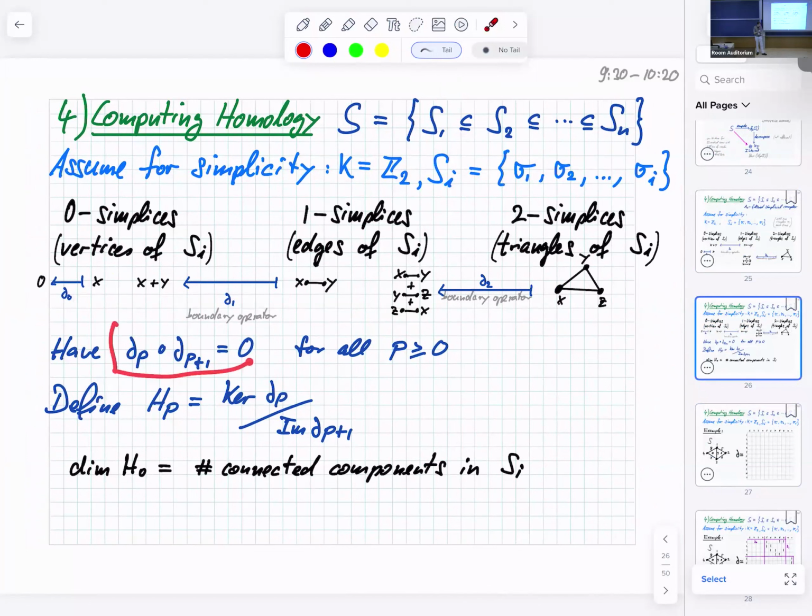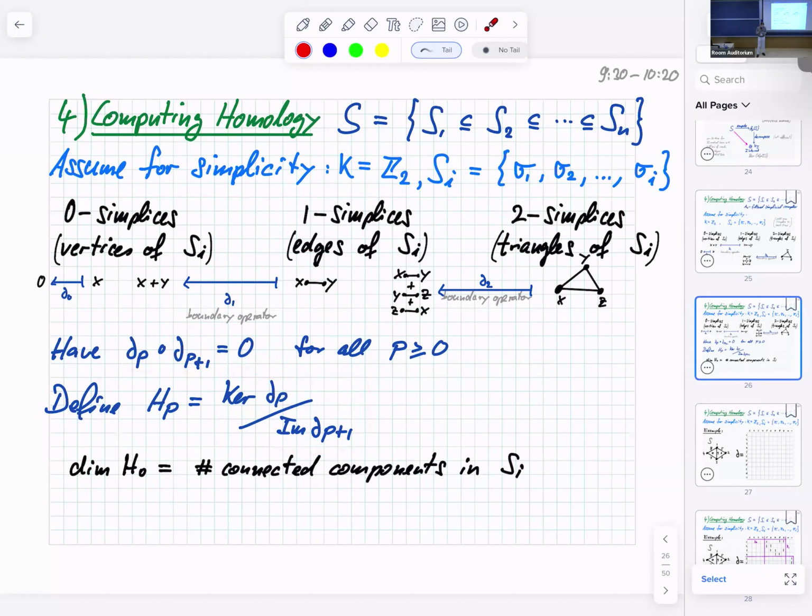What I really want is that I get a complex. What I really want is that delta square is 0. That's the important property of that construction. Because when I apply this boundary operator twice, delta square is 0, meaning the image of delta p plus 1 is contained in the kernel of delta p, then I can form the quotient kernel over the image. I really need a complex. I need delta square to be 0 in order to be able to form that quotient. So this is really the property I'm after: the composition of two deltas is zero.